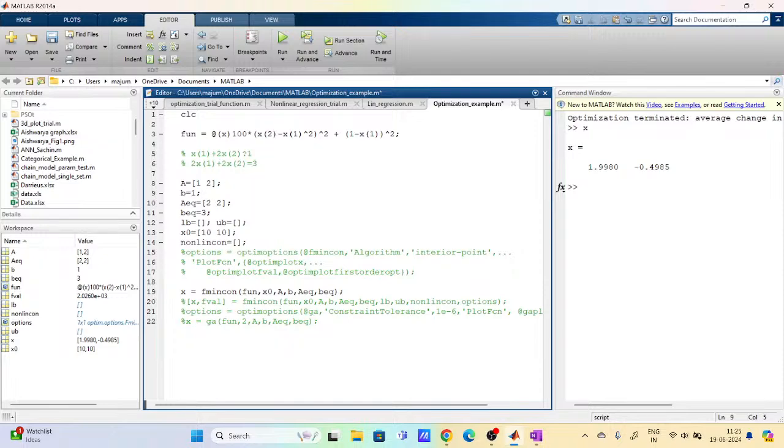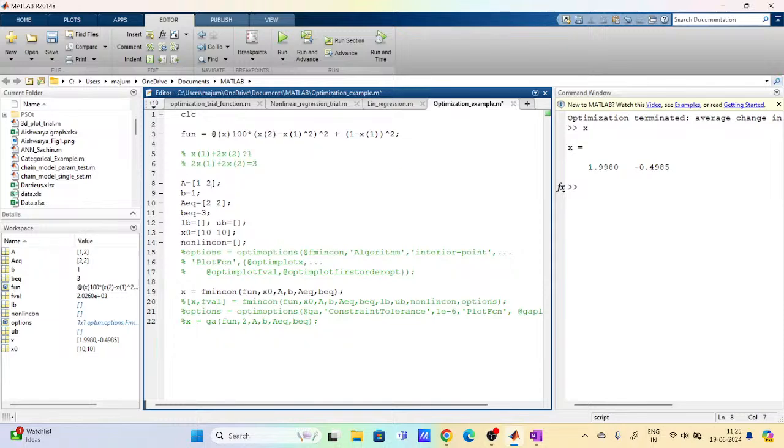Can you tell me what the constraint is? The A matrix is 1, 2 and B is 1. There are two variables, x1 and x2, as you can see in the objective function. That is why the matrix dimension is also 2. The number of columns is 2, which means only two variables are there.